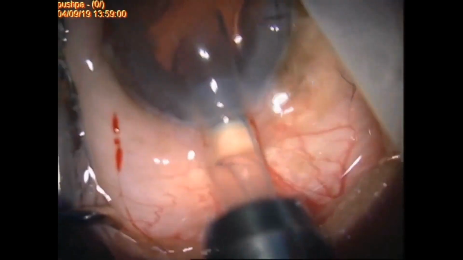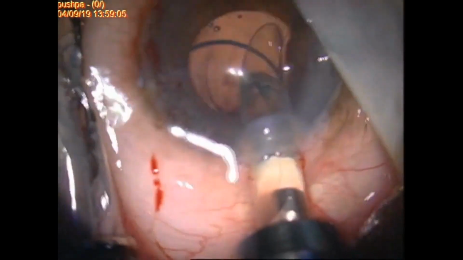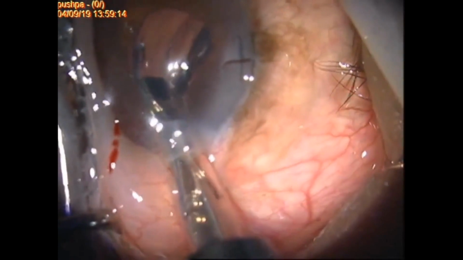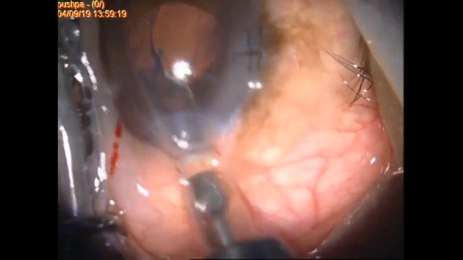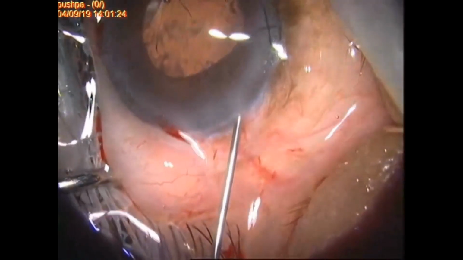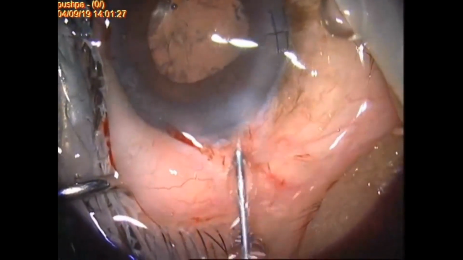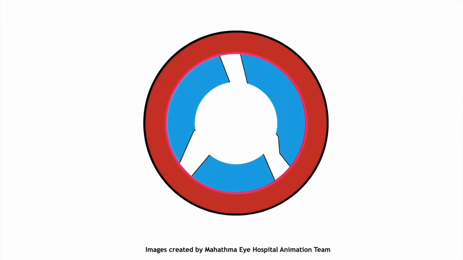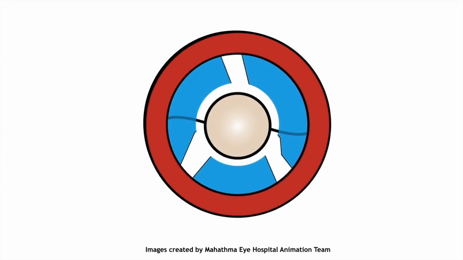Then, a 3-piece sensor lens was placed in the bag. The most important point for IOL placement here was the optics of the IOL were consciously placed away from the three radial tears. This animation module reveals the mental mapping strategy and how the optics were placed away from the equatorial tears.